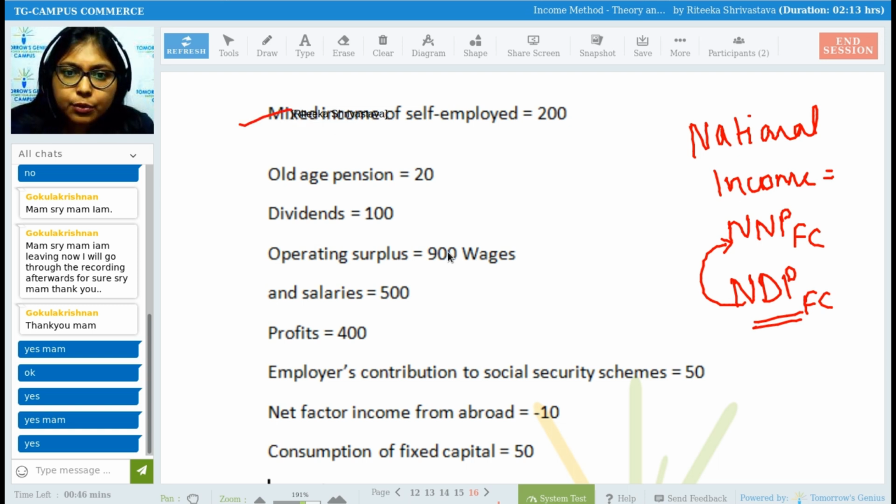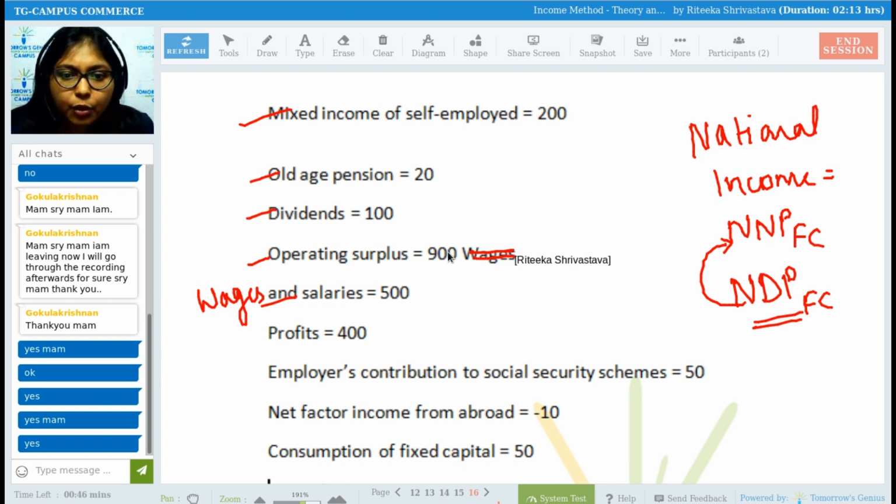Mixed income is given to you. Old age pension. Old age pension is what? Old age pension is, you can say, it comes under social security scheme. Dividends are there, operating surplus is there, wages and salaries.